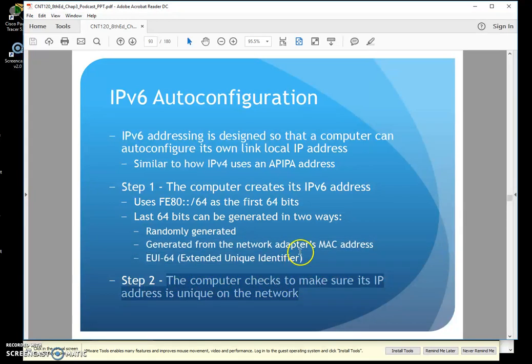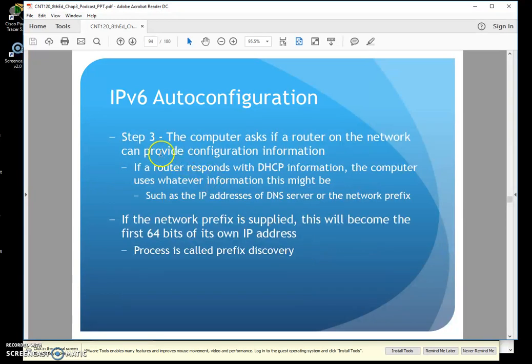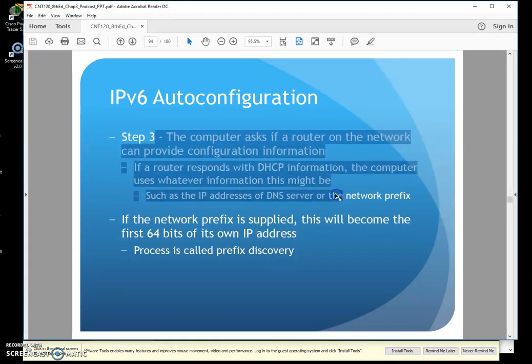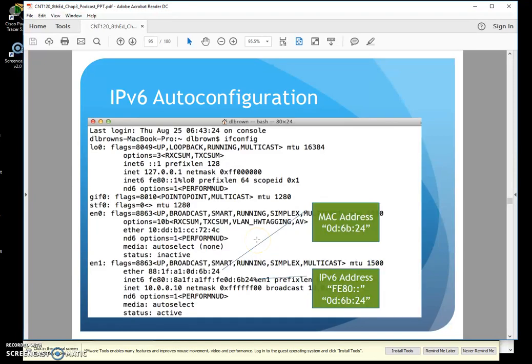Step 2 is going to make sure that nobody else is using it. Step 3, it's going to ask the router, which can provide configuration information, and then it'll basically use that address.